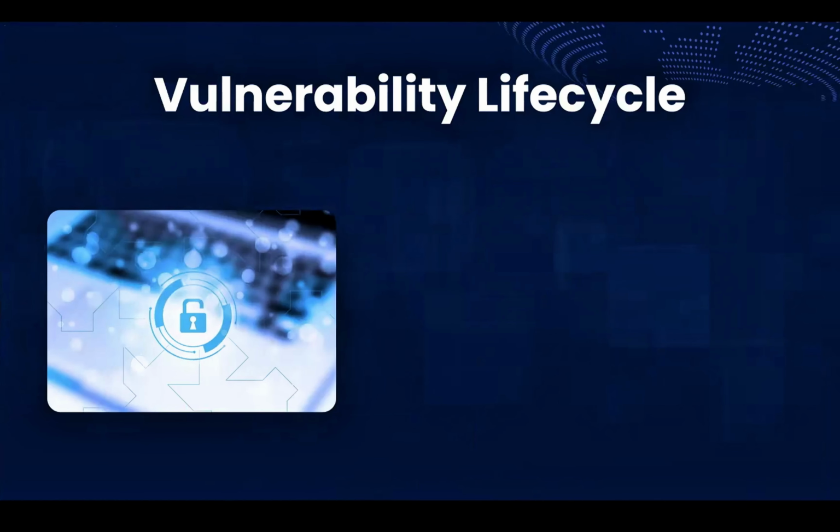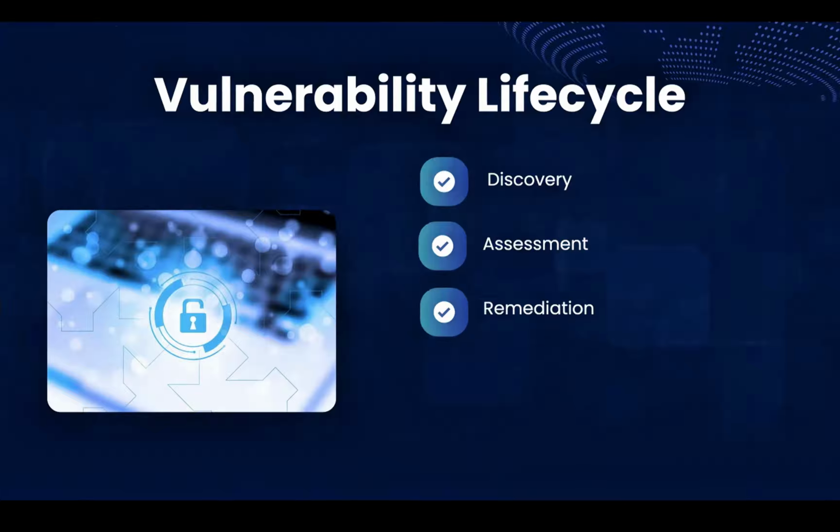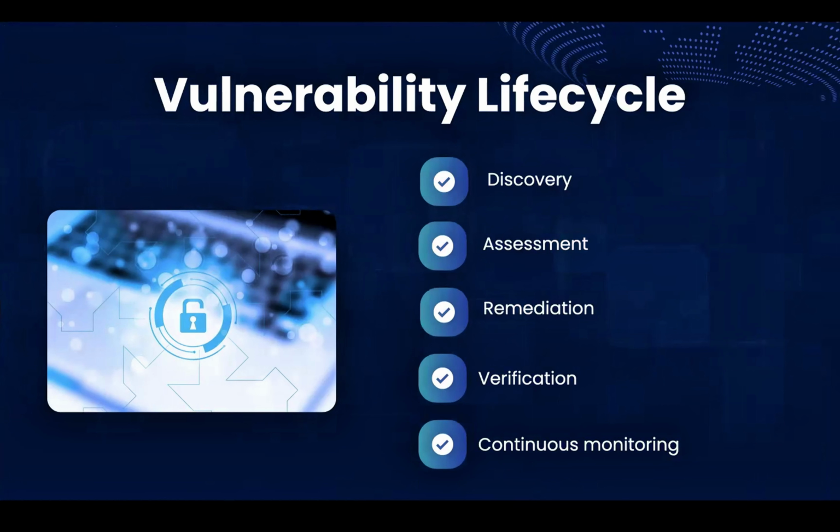Let's now consider the vulnerability lifecycle. Vulnerability management follows a cycle. The first one is discovery. You discover the vulnerability. The second one is assessment. You assess how severe it is. The third one is remediation. This is where you're fixing it. The fourth one is verification. Then you verify what you have fixed. And the last one is continuous monitoring. That is, you continue to monitor what you have fixed to see if there is any new thing that is going to come up.